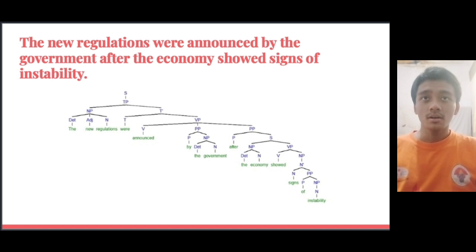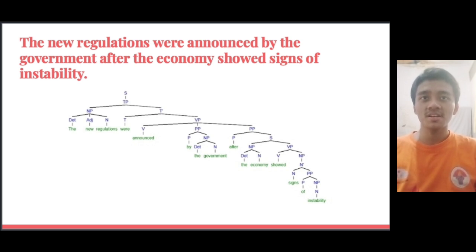Sentence 3. The new regulations were announced by the government after the economy showed signs of instability. S, sentence, the root of the entire sentence. Tense phrase, the new regulations were announced by the government after the economy showed signs of instability, the main clause of the sentence. Noun phrase, the new regulations, the subject of the main clause.